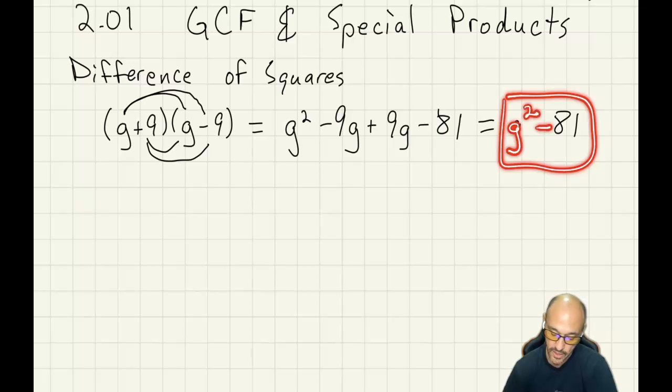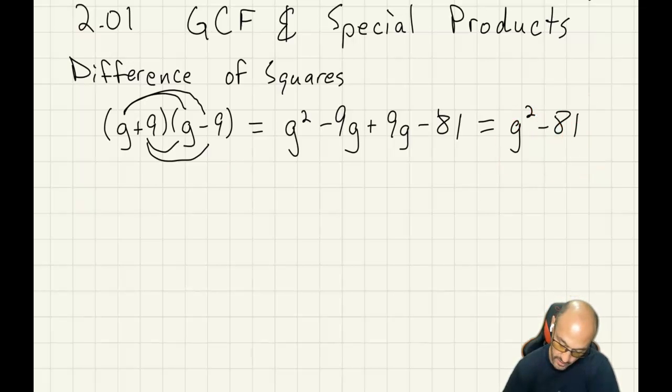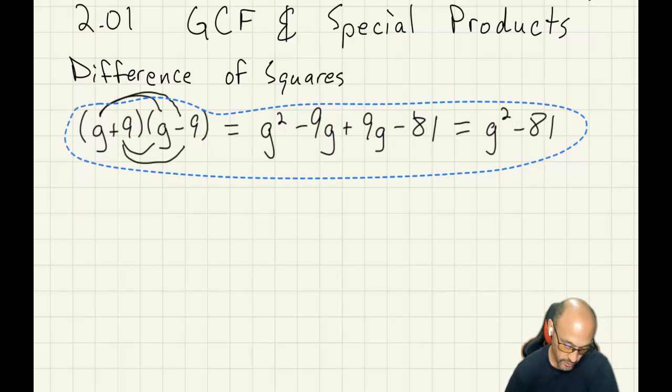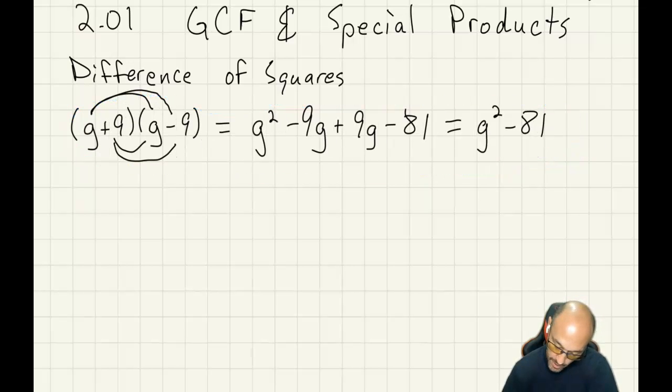So the g is being squared, but 81 is the same as 9 squared. So I'm actually going to take all of this and move it over just a touch and rewrite this as g squared minus 9 squared. So you can really see that it is a difference of squares. Okay? And so that's an important part. And let's just see one more example of this.